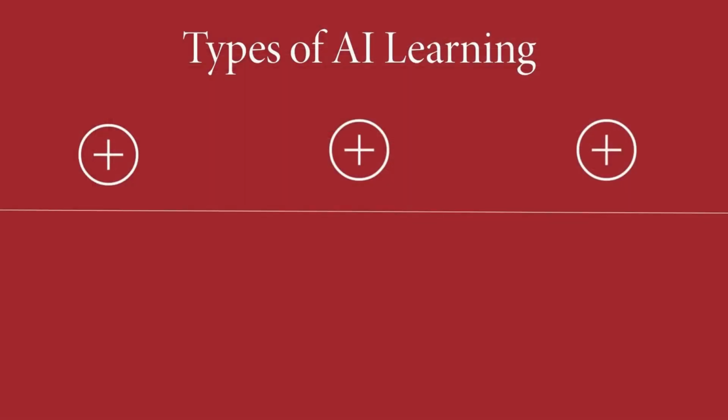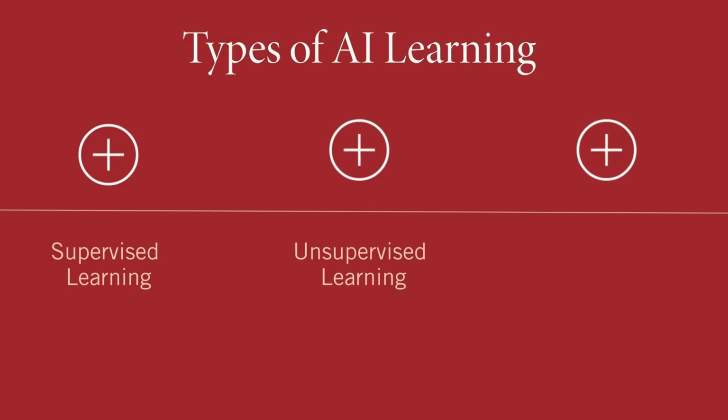AI models are trained using three main methods: supervised learning, unsupervised learning, and reinforcement learning. Each type plays a role in improving how AI understands and generates information. Let's look at each of these ways AI learns.